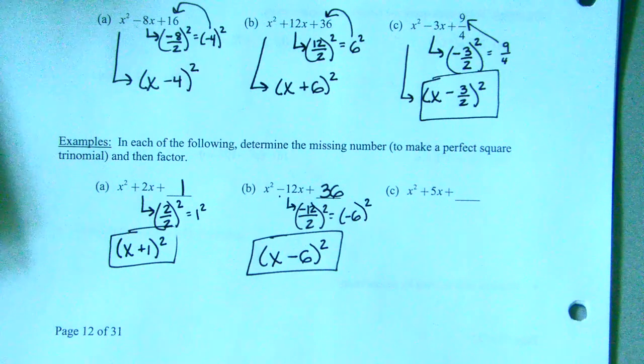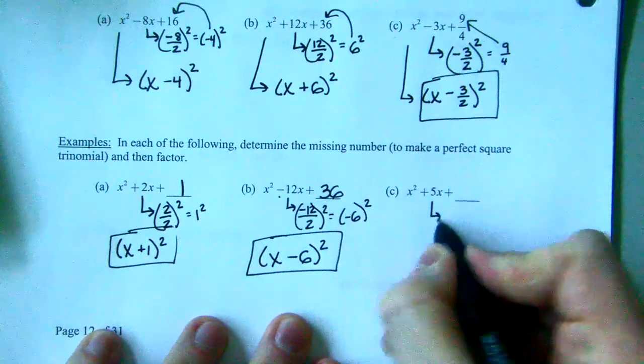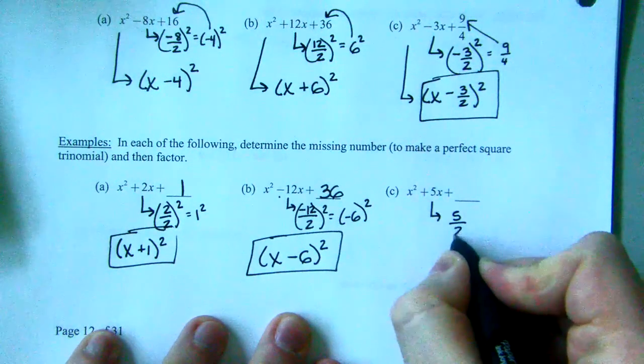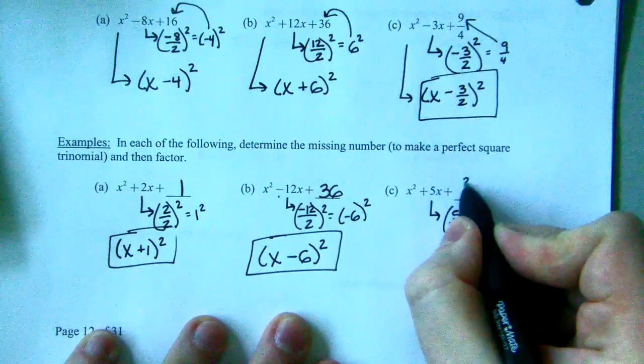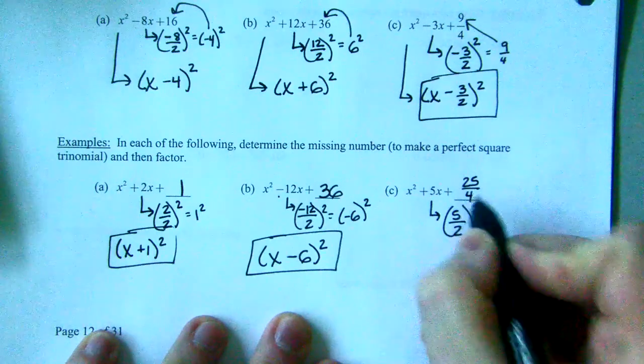Letter C. What's going to go in that space? And give me the answer as a fraction. Half my middle number is 5 halves, and I'm going to square that. Well, 5 halves squared is 25 fourths.